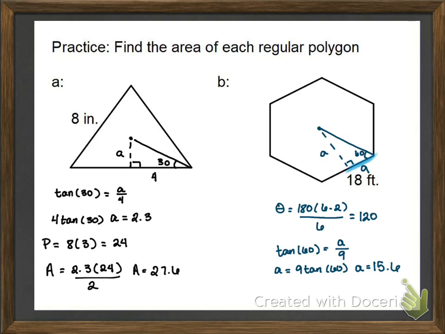Now we need to find our perimeter. Each side is 18. We have 6 sides, so 18 times 6 is 108. Plug those values in. We have 108 times 15.6, all divided by 2. And our area is 842.4.